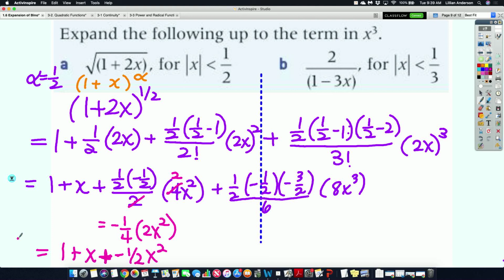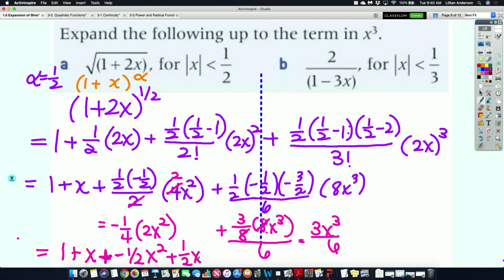I'll multiply technically all this together, including the 8x to the third, because that's how weird I am. This becomes a 3/8 with an 8x to the third up there as well, all over 6. This turns into 3/6, 1/2. Do you guys see 1/2? Yeah. Okay, cool. So then the 8's cancel out. This becomes a 3x to the third all over 6, which does simplify to be another plus 1/2 x to the third. And that is my expansion up to the x to the third.